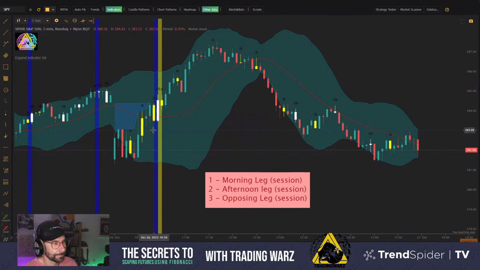So anybody that tried to short here, let's just hover over this. The low of this candle was 383.52. The low of this candle was 383.50. So it made a new low by 2 cents, and then it shot right back up. How do you think the shorts are feeling off of that, right? The shorts are going to be like, hey, man, I got scammed right here. I went to short and this thing just changed on me.